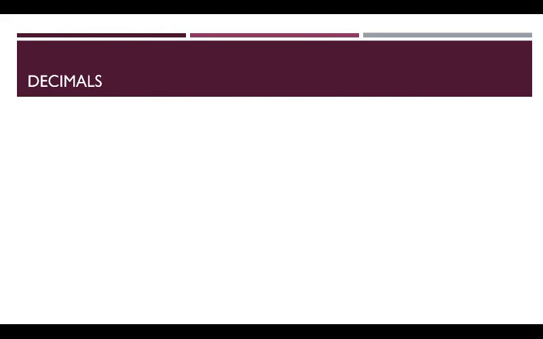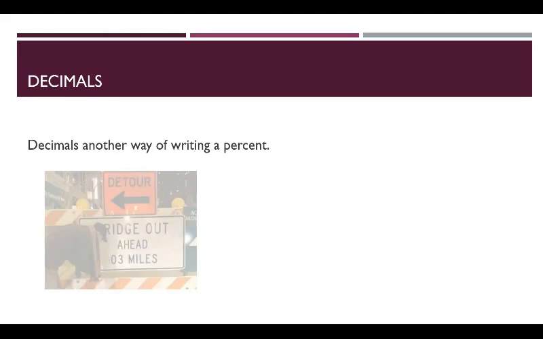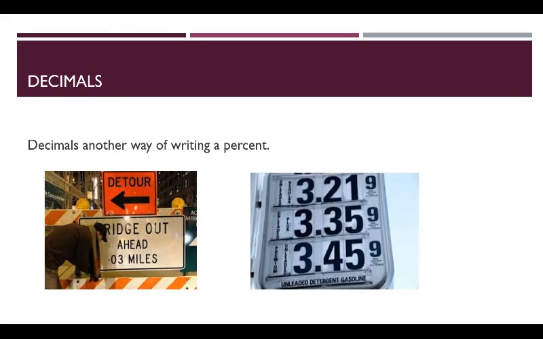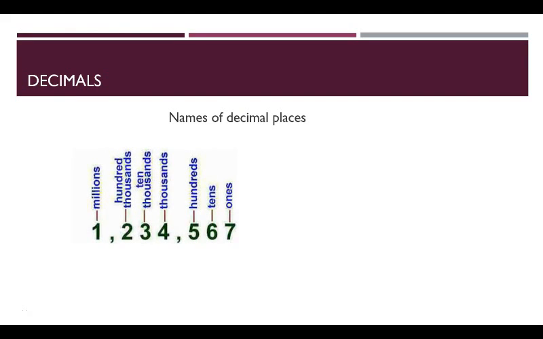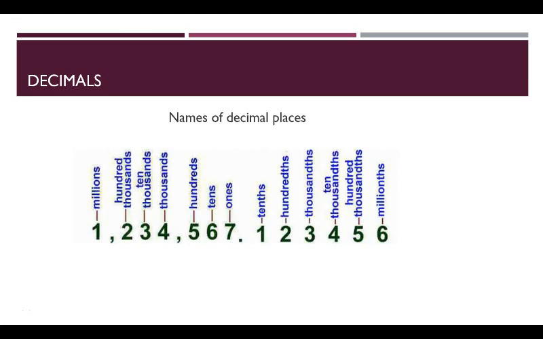A decimal is a percent in a different form. Decimals are seen in distances and in money, such as gas prices. Each place in a number has a name. You may be familiar with the value of whole numbers, but you may not be aware of the values of the numbers that come after the decimal point.